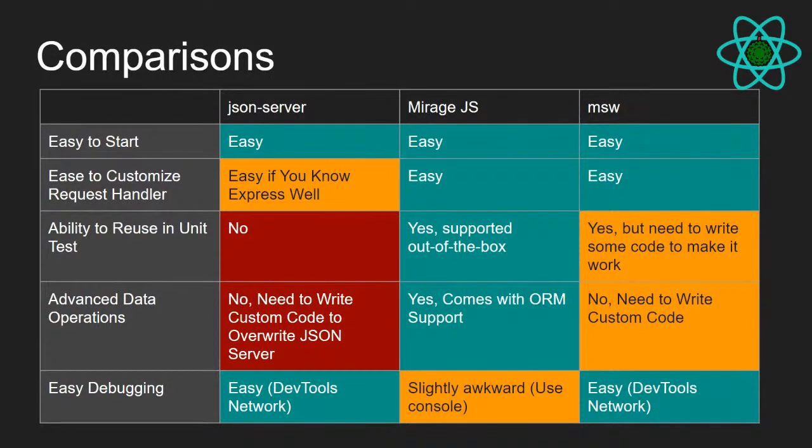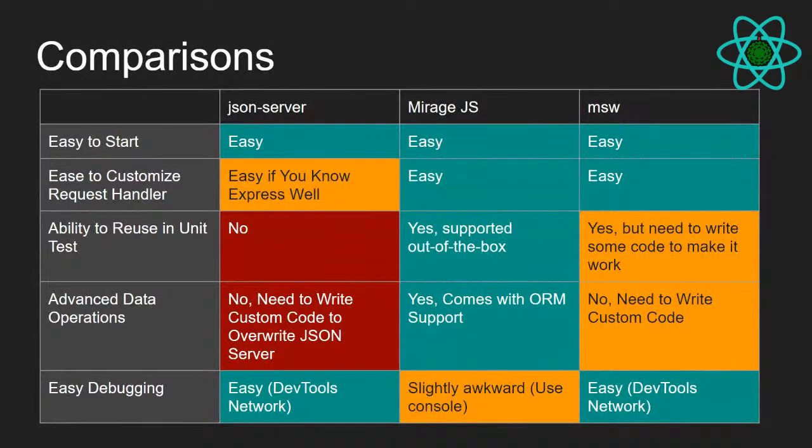Then the second one is ease of customizing the request handler. Like when you have requests coming in, how you want to handle it, what kind of logic you want, what kind of JSON response you want. For JSON Server, you need to write some Express code, because JSON Server is based on the Express.js framework. If you're good in Express.js, it's not so hard, but I'm not good at it, so I don't like to write it. Mirage.js and MSW are very easy because technically you just define your own request handler.